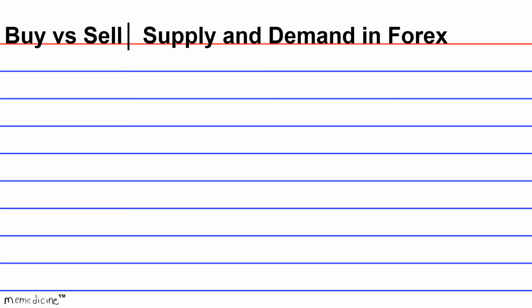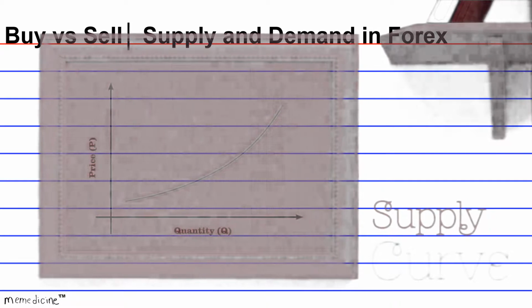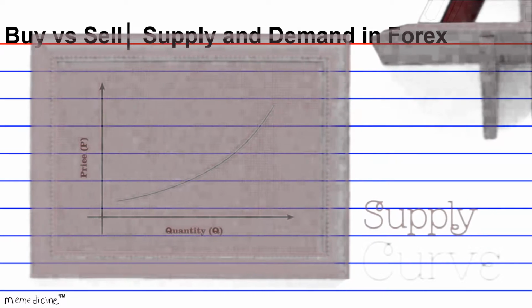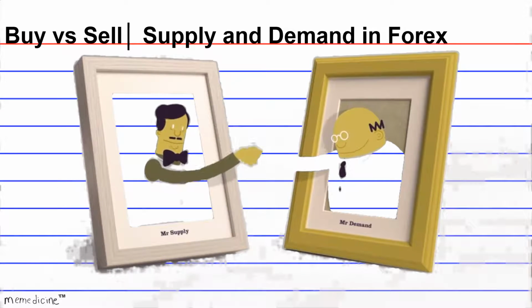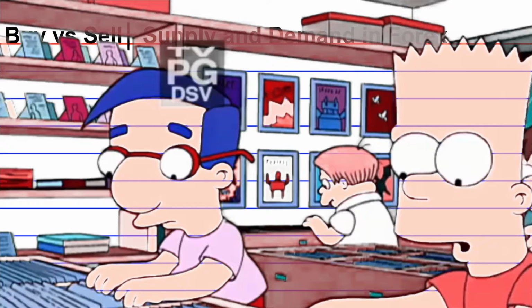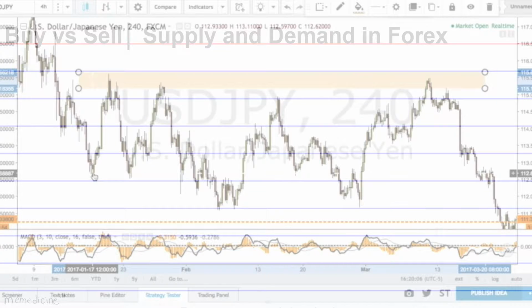Buy versus Sell, Supply and Demand in Forex. We're now going to analyze how and why exchange rates between currency pairs fluctuate using the concepts of supply and demand. We're going to use the comic book analogy to understand what supply and demand looks like on an exchange rate chart.